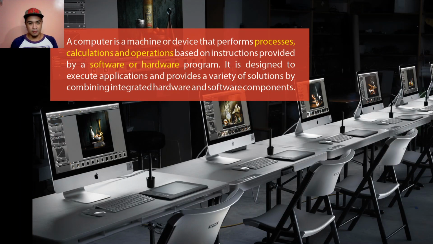So a computer is a machine or a device that performs processes, calculations, and operations based on instructions provided by a software or hardware program. It is designed to execute applications and provide a variety of solutions by combining integrated hardware and software components. In part one of computer concepts, we talked about the components of a computer, and basically you have already heard about software and hardware. But here we are going to go deep into learning what really is a computer.